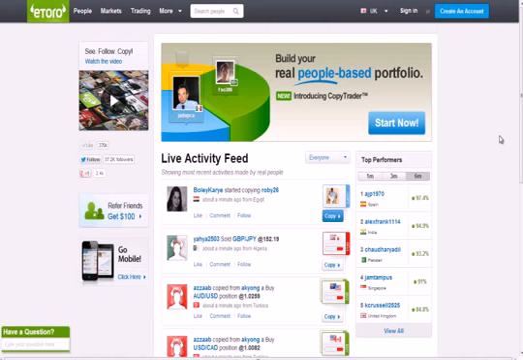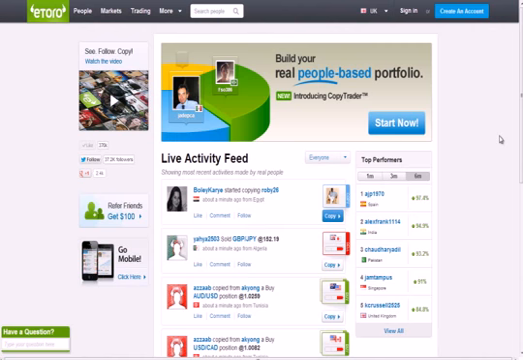Welcome to eToro's OpenBook. A lot of people ask us, what is the copy trader? Well, the copy trader is the heart and soul of the idea that is social investment. Let me show you how you can copy the most profitable traders into your accounts.